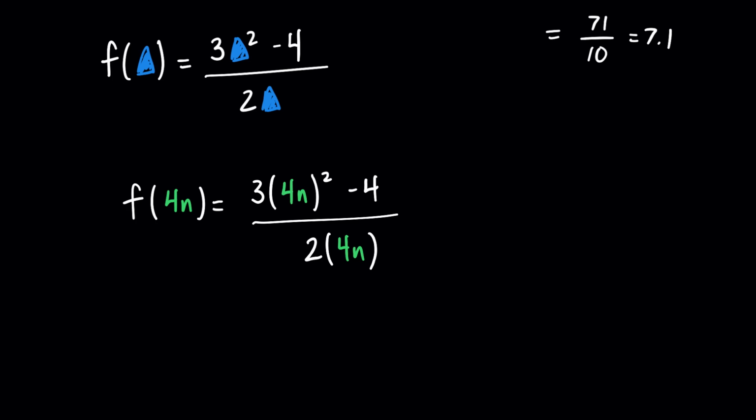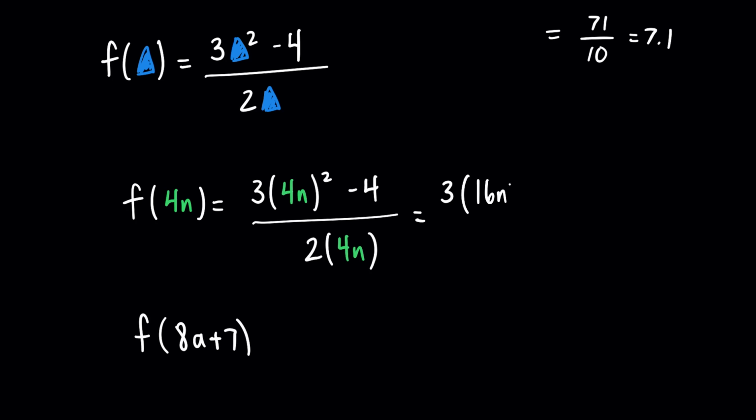So don't freak out. If I had asked you what f of 8a plus 7 is, we'll do that in just a sec, okay? So don't freak out, but let's finish this one. So f of 4n is going to be 3 times 4n squared. I'm going to go one step at a time. What is 4n squared? What is 4n times itself? Well, we don't know what n is, but that's okay, because we know that 4 times 4 is 16, and n times n is n squared.